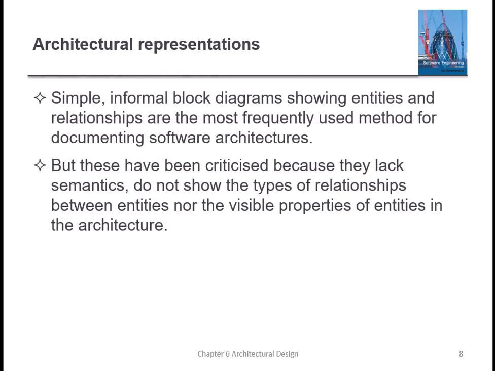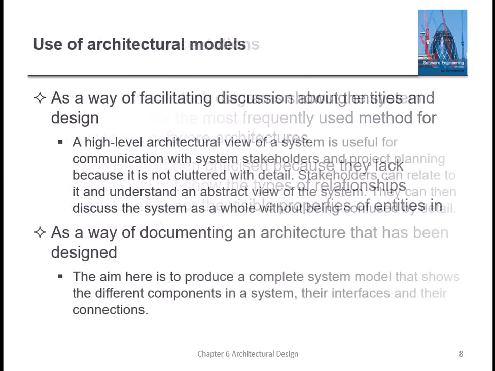Architecture representations: simple informal block diagrams showing entities. So there are no formulas, no difficult things you apply, but rather informal blocks and relationships are the most frequently used method for documenting software architecture. But these have been criticized because they lack semantics, do not show the types of relationship between the entities, nor the visible properties of entities in the architecture.